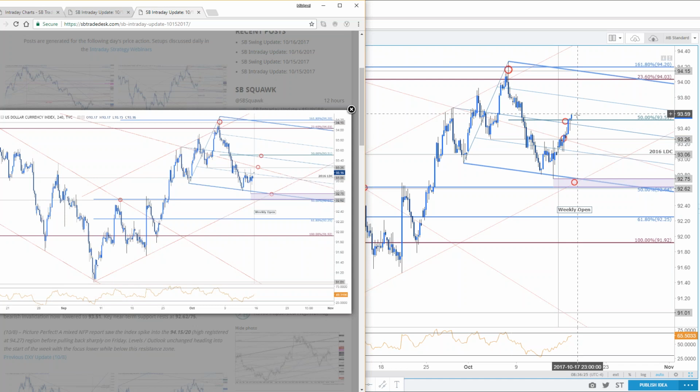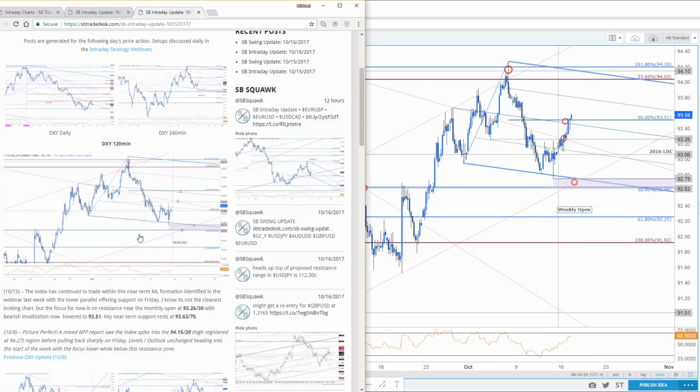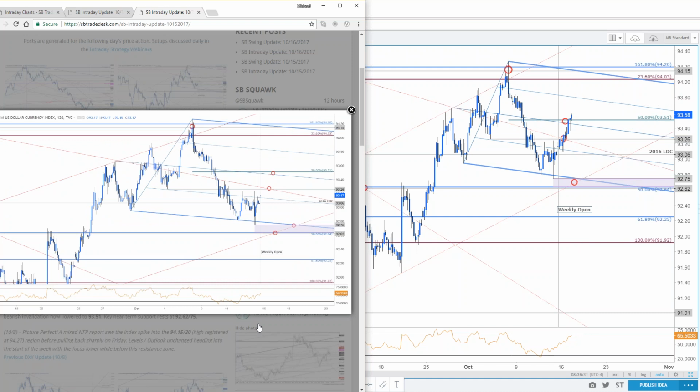I do think you have the possibility here, since we've breached this, to get into some of those upper parallels. Here's what the 120-minute looked like heading into the start of the week. Here's the Sunday open. We had noted that that lower parallel caught support pretty nicely. We were looking again for resistance at these two levels. We paused here for a bit, popped over, and here we are trying to push through at the 93.51 level.